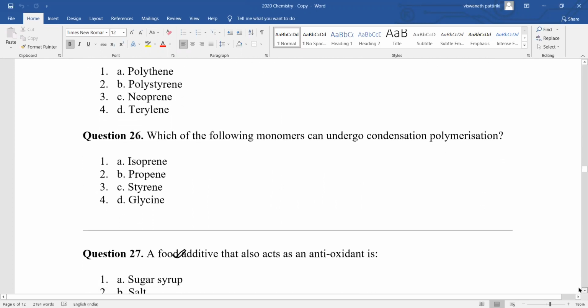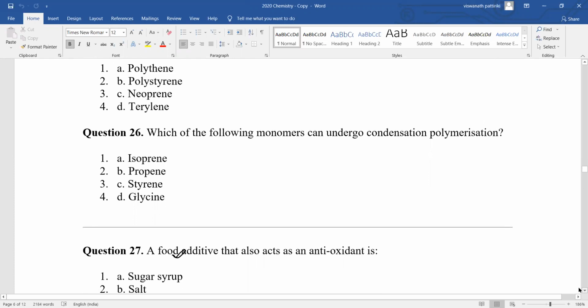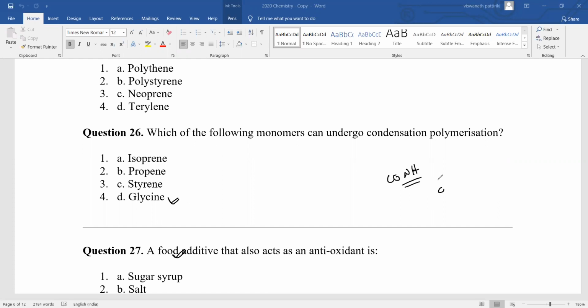And which monomer undergoes condensation polymerization? What do you mean by condensation polymerization? Condensation polymerization is one in which elimination of water molecules takes place. So glycine is an example of an amino acid, right? So here elimination of water molecules will take place, by formation of what? Peptide bond. So it will be like this. Okay.